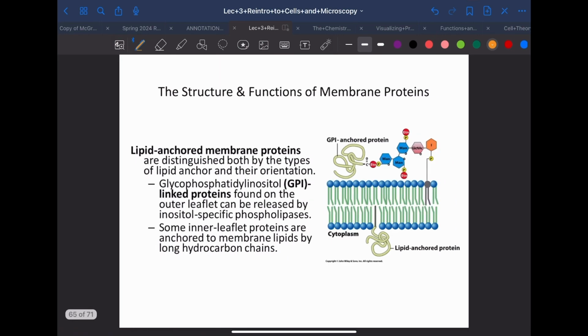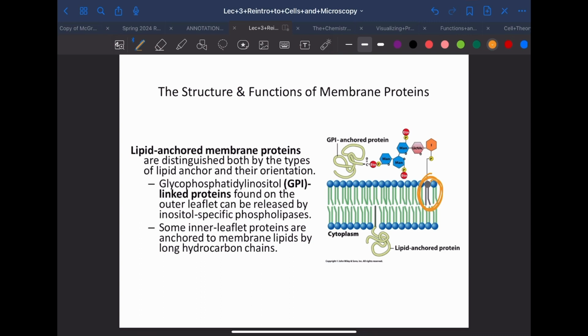And then the last type is your lipid-anchored membrane protein. And just like the name says, it is anchored by a lipid, which is this guy right here. Right? So it has this big word, and I'm going to take it one syllable at a time again.